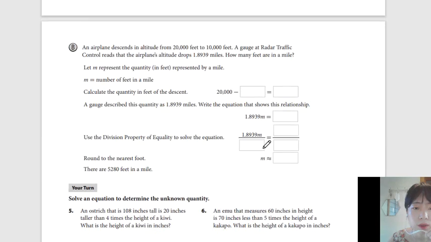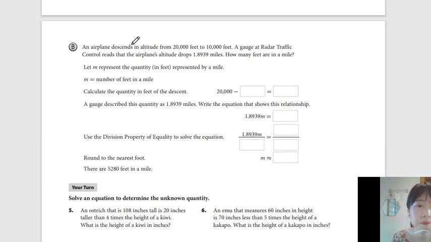Alright. We've got another example. This is filling in the blank. Can you do this by yourself? I'm going to let you pause this video and work on this, and then replay it when you're done, because I'm going to go over the answer right now.